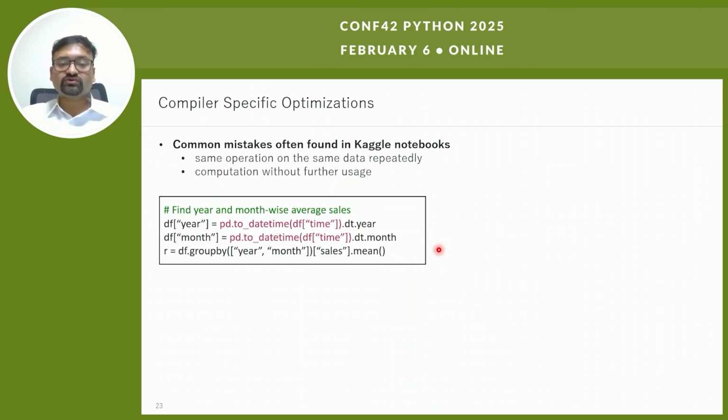I took this example from one of the Kaggle notebooks that I recently noticed. You can see that here df time is a column of string type. Since it is string type and the person wants to perform some group by based on the year and month, he wants to find the average sales. So what he does is convert the string column to datetime in order to extract the year field and the month field and do the stuff.